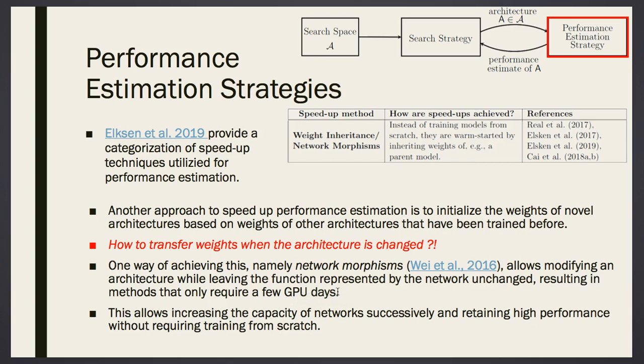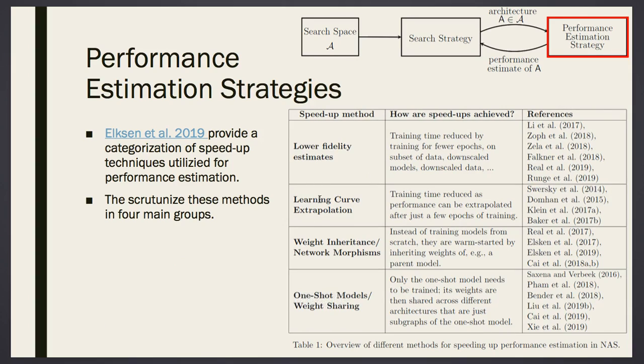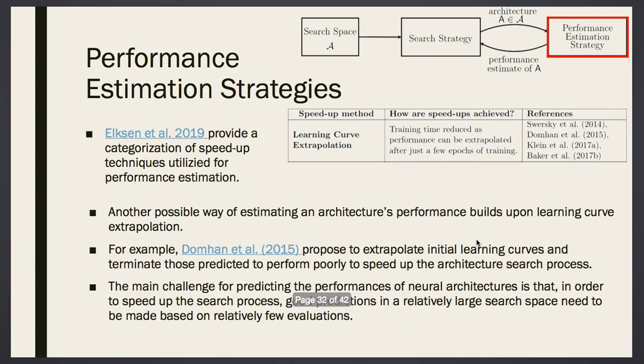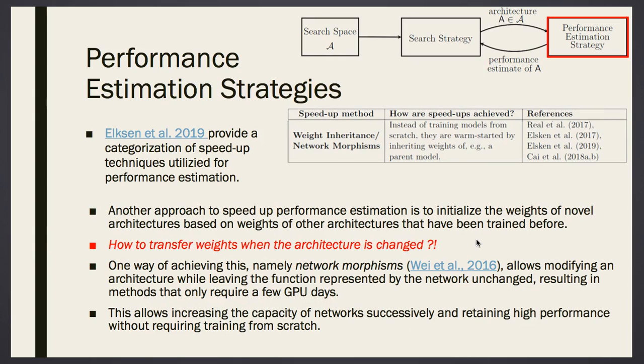Okay, the next one, as you can see, we have covered these two, and this one, the next one. The third one is based on an idea which is called network morphism, guys. This approach is based on speeding up the performance estimation by using the weights of the architectures. But wait, this is a bit difficult, because we have an architecture here. The search strategy trains it. Then we have another architecture.